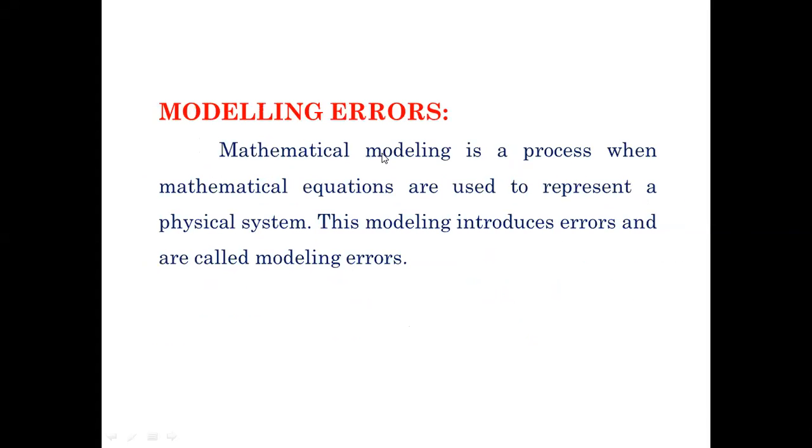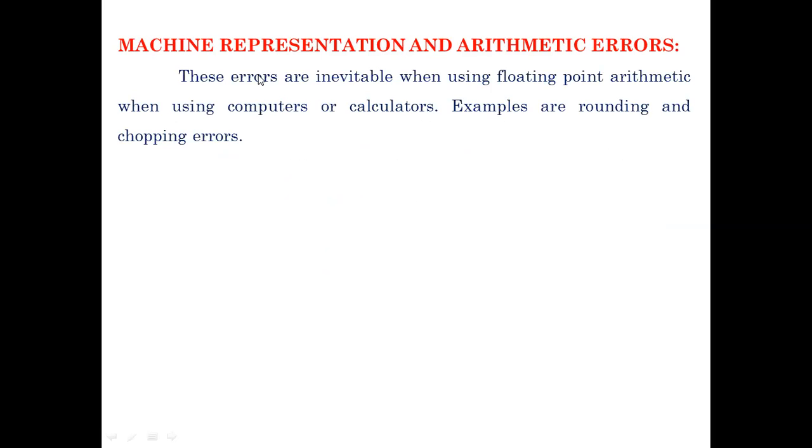Modeling errors. Mathematical modeling is a process where mathematical equations are used to represent a physical system. This modeling introduces errors, which are called modeling errors. Next, machine representation and arithmetic errors. These errors are inevitable when using floating point arithmetic in computers or calculators. Examples are rounding and chopping errors.